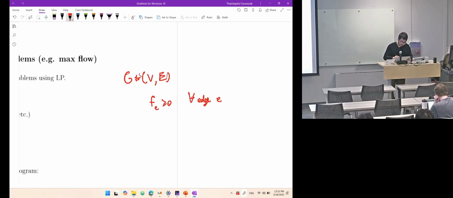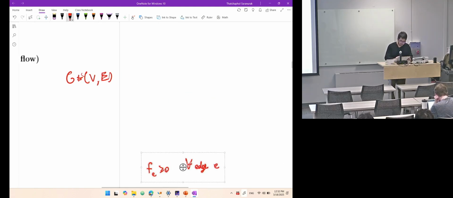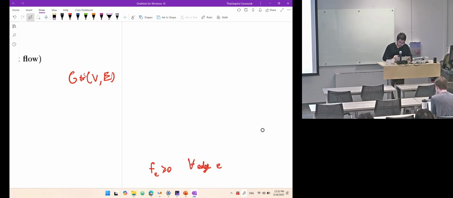So now, f_e should be at most c_e for all e. This is just the capacity constraint.